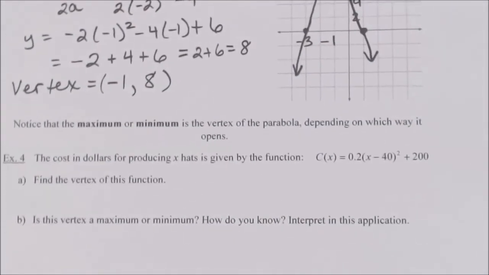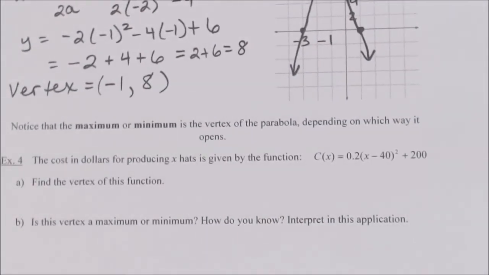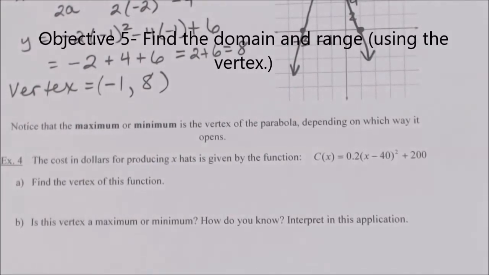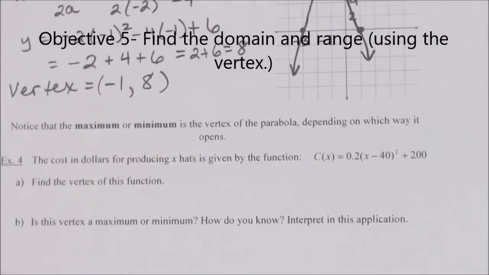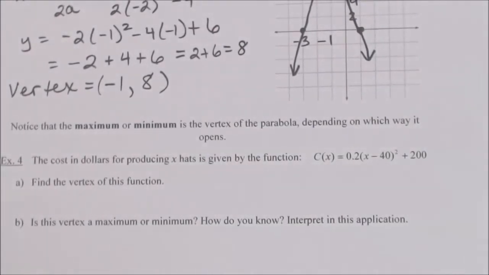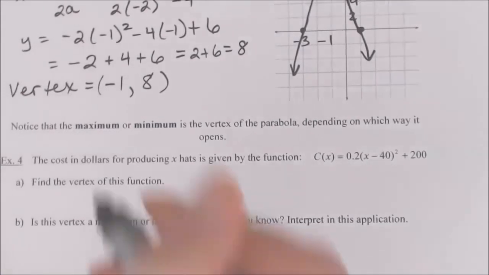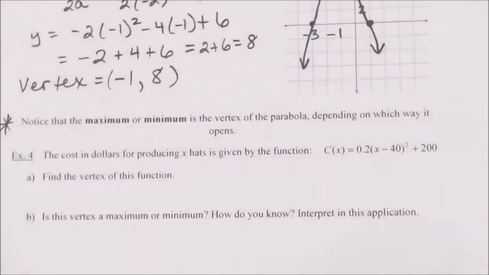And so that's the next part of the notes here. It says, notice that the maximum or minimum is the vertex of the parabola, depending on which way it opens. So this is going to come up a lot. If they ask you for a maximum, that means they're indicating that the parabola opens down. You just need to find the vertex. If they ask you for the minimum, they're indicating that the parabola opens up. You just need to find the vertex. Okay, so this is a really key point right here.